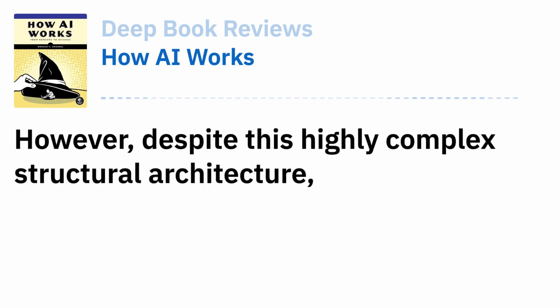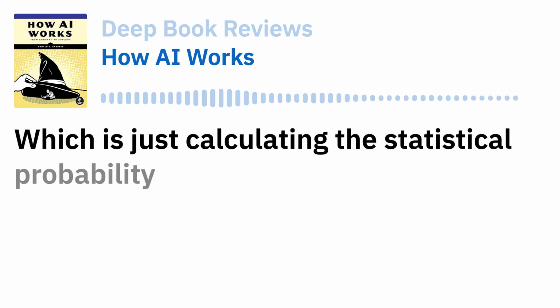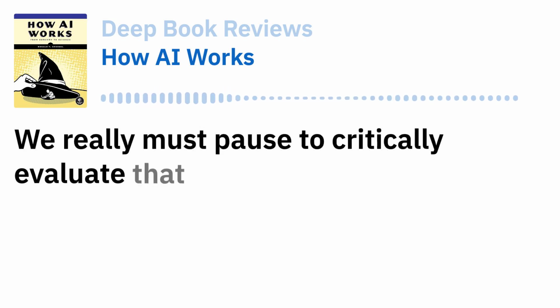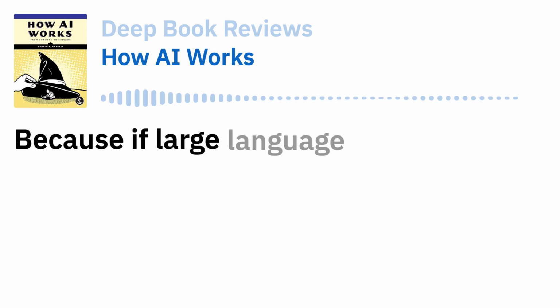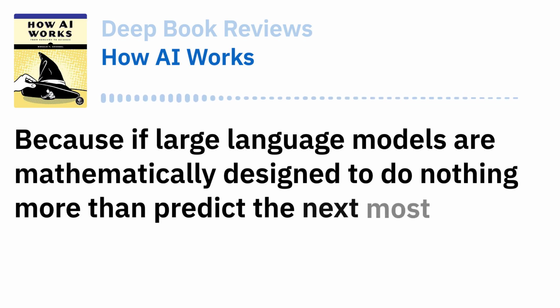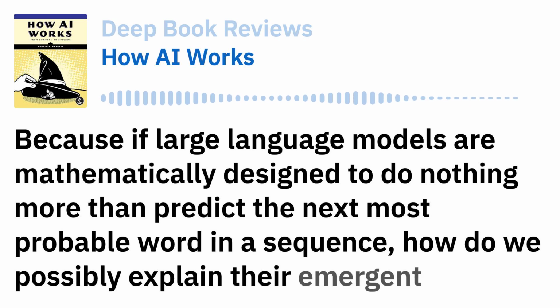However, despite this highly complex structural architecture, the model is trained to excel at one single fundamental task. Which is just calculating the statistical probability to predict the next mathematical token in a sequence, right? Yes, exactly. Just next word prediction. We really must pause to critically evaluate that exact point. Because if large language models are mathematically designed to do nothing more than predict the next most probable word in a sequence, how do we possibly explain their emergent abilities?